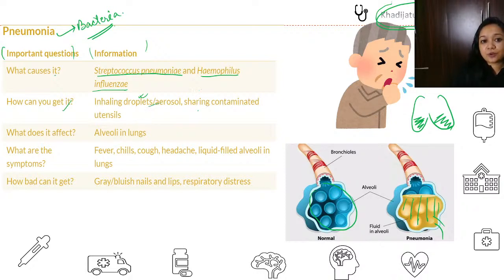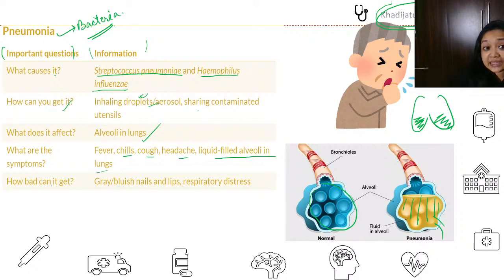Aerosol simply means the droplets that are in the air when you sneeze or cough very loudly without covering your nose or your mouth. You release a lot of microorganisms with phlegm, and that stays suspended in the air for some time, and someone else inhales that air and gets infected. What does it affect? Alveoli in the lungs. What are the symptoms? A person gets fever, chills, cough, headache, and liquid filled alveoli in the lungs, which we discussed.